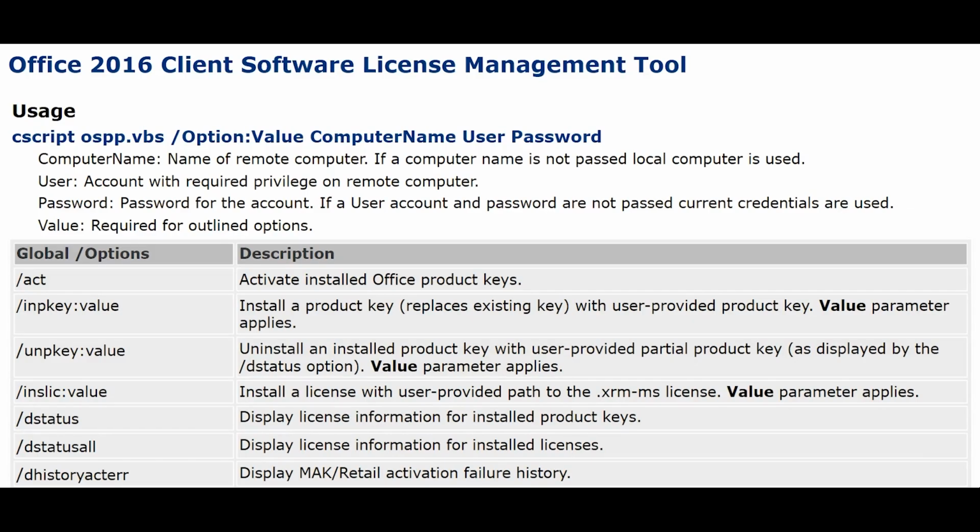The Office Software Protection Platform script, or ospp.vbs, is primarily used to configure volume-licensed versions of Office products. But we can also use it to modify KMS client data, and this is how we are going to remove the Get Genuine Office notification.